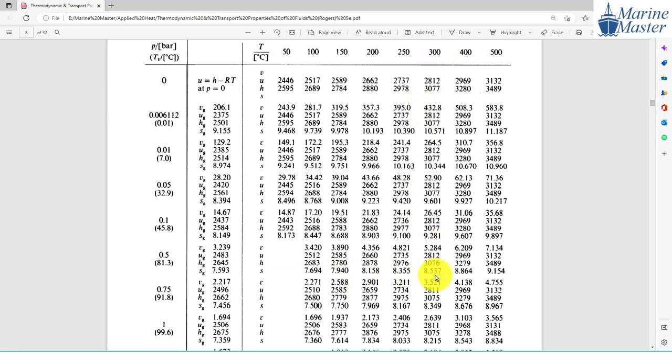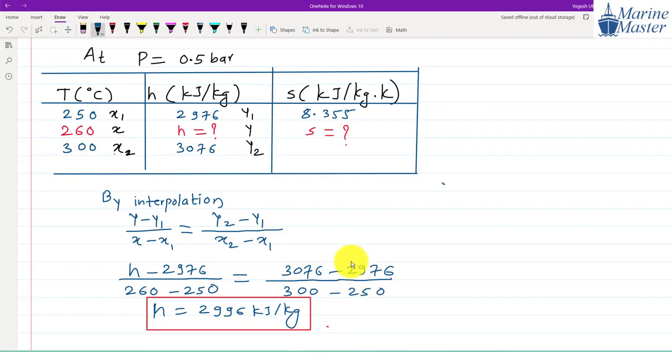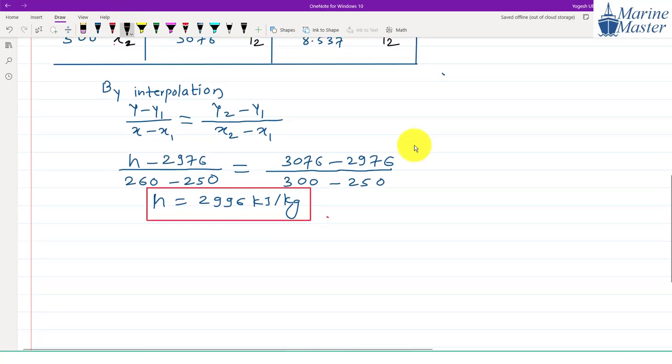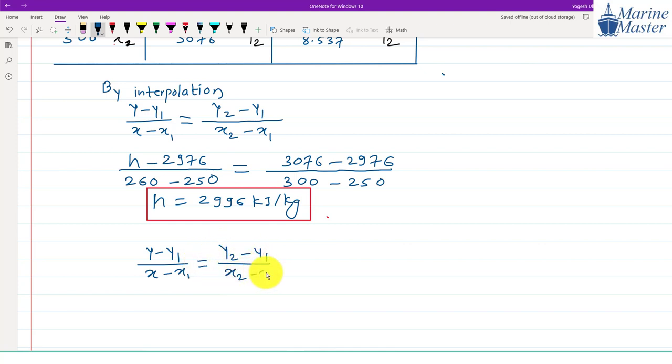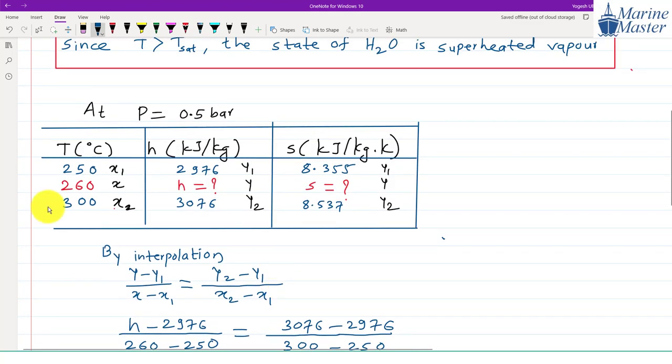And for 300 degrees Celsius, 8.537. For us this is y1, y and y2. And we have seen the relation of interpolation: (y minus y1) divided by (x minus x1) is equal to (y2 minus y1) divided by (x2 minus x1). Here x is the same because the temperature is the same.